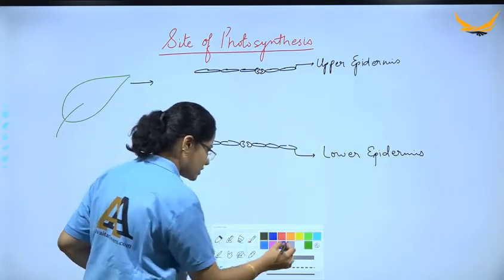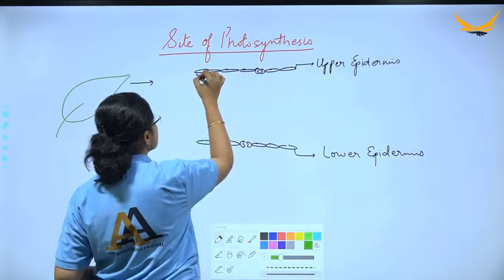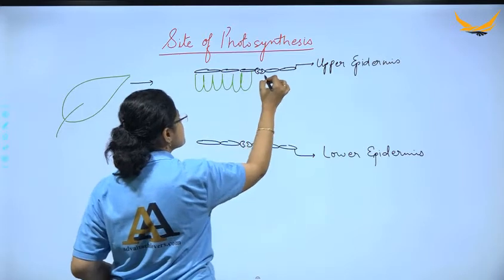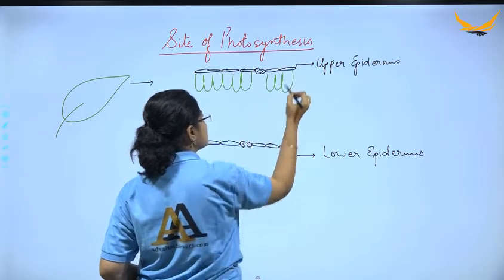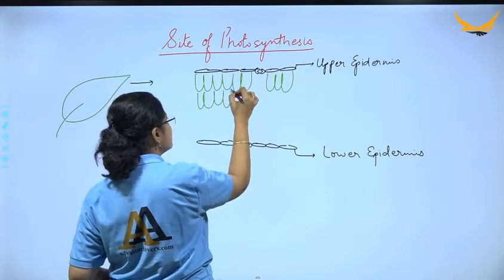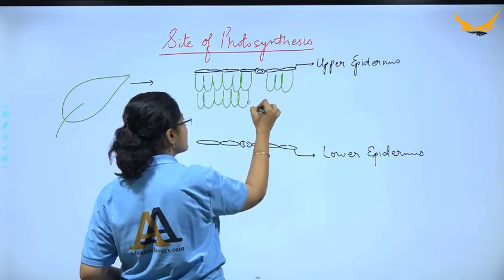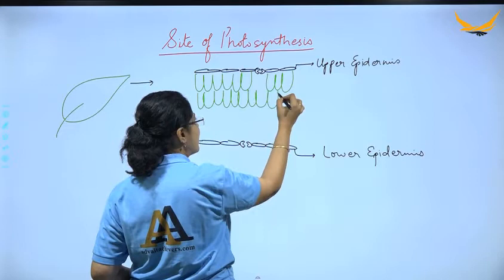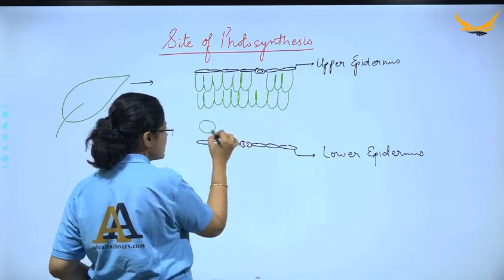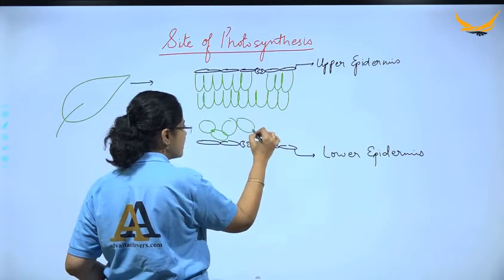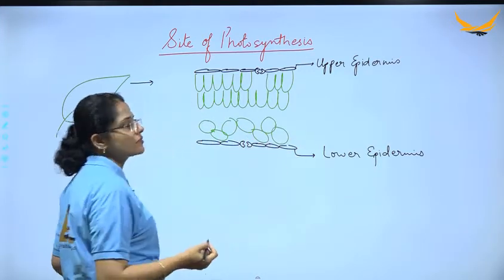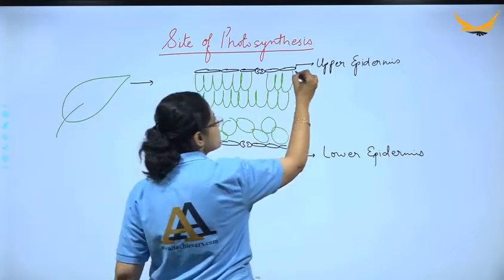So how are the mesophyll cells arranged? If we talk about a dicot plant, a dicot leaf, they are arranged in a way where there is this palisade tissue, and there is this spongy tissue which has air spaces in it. Correct? So this forms what? The mesophyll.